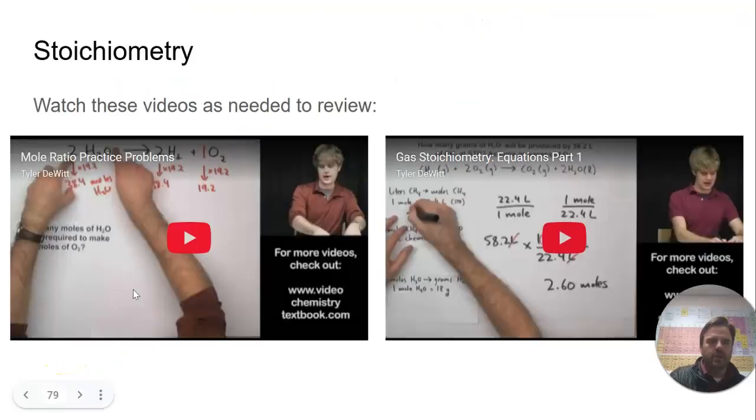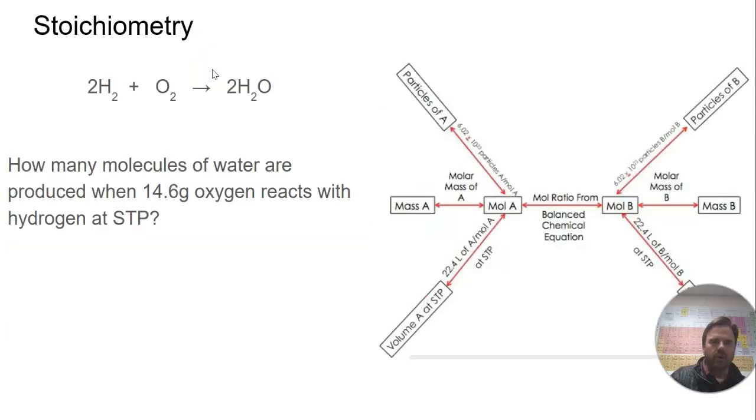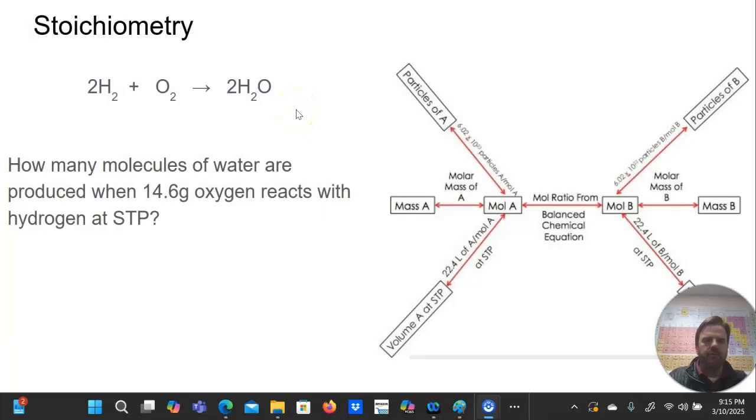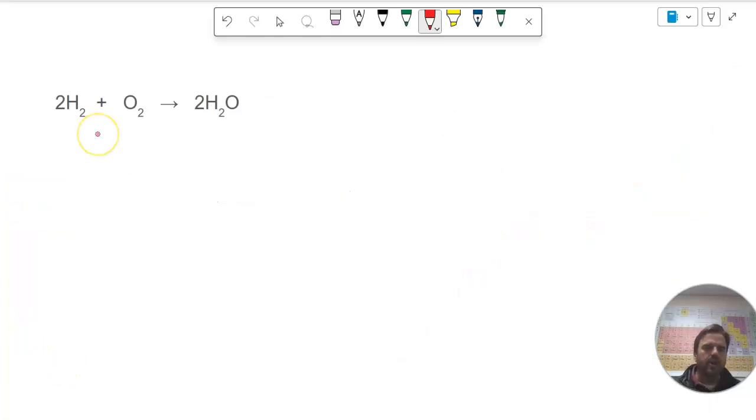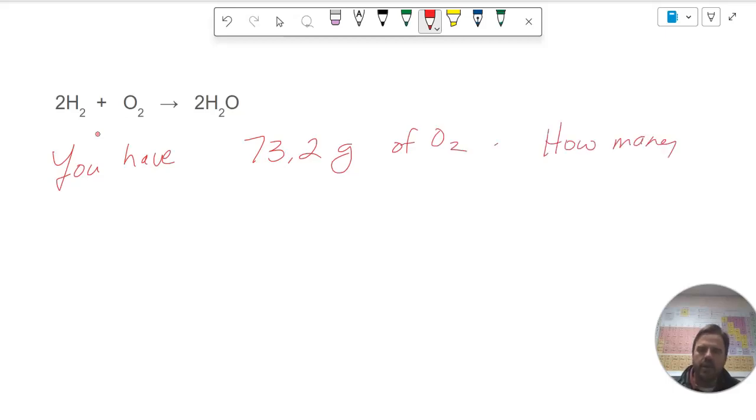All right. So, you know what, I want to do one more, even though I know we're at the end. It's kind of funny they didn't do the most common one, and that is if we're going from grams. So I'm going to make up one more problem. Here's the problem. You have 73.2 grams of O2. How many grams of H2O do you produce?